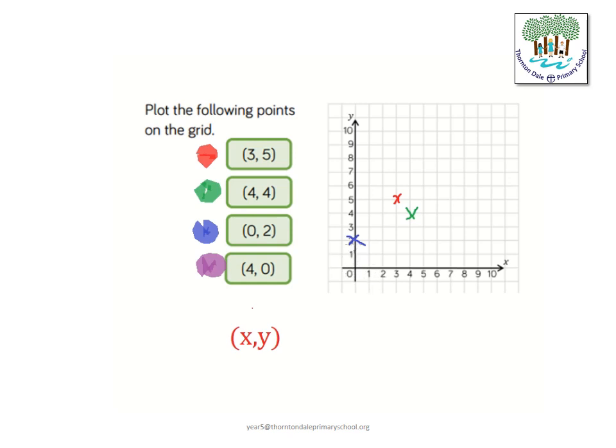Right where those corners meet, and then we've got (4, 0), the purple one. So we go across 4 because x is there, and we go up 0, so it's there.